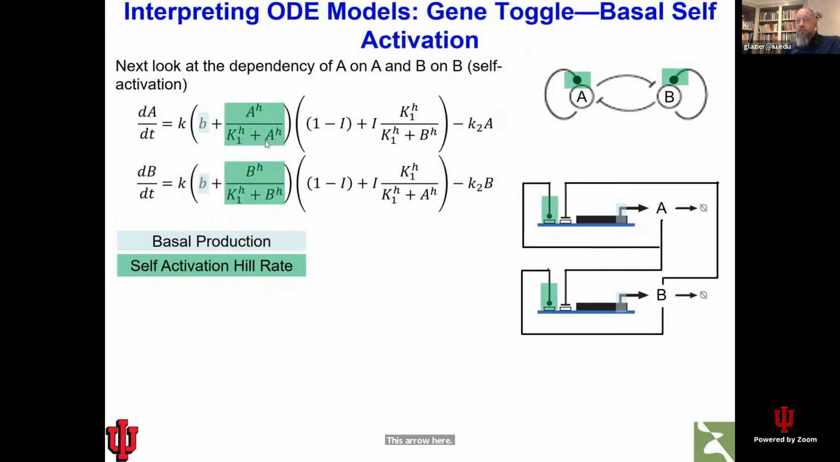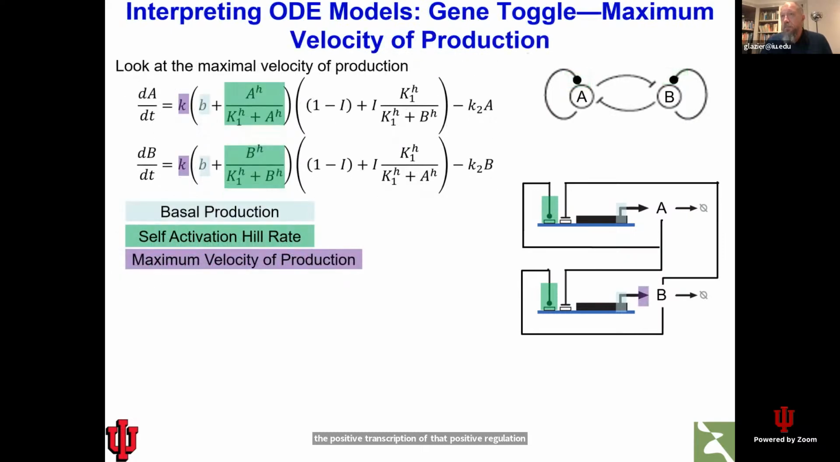The next thing I have is that activating Hill function, A to the h over K to the h plus A to the h, which represents the self-activation of A and B. And that represents this activation here, binding to that positive regulation site. K represents the maximum rate of production of the species. And I'm missing a purple label here on the arrow.